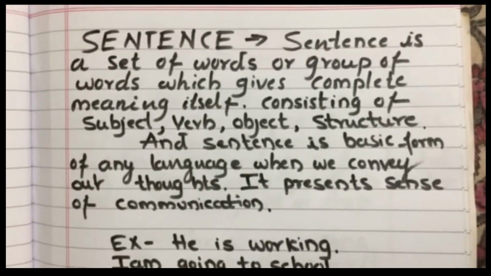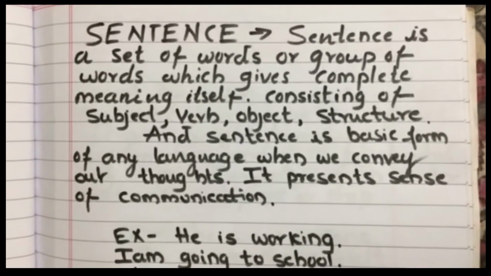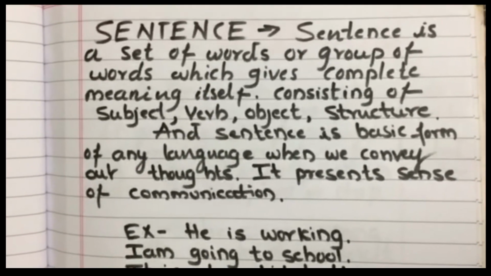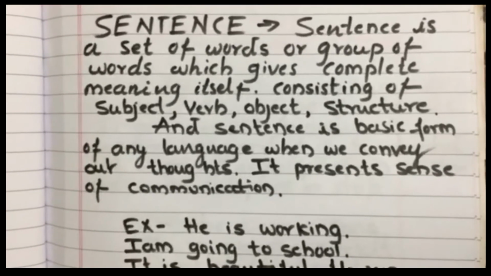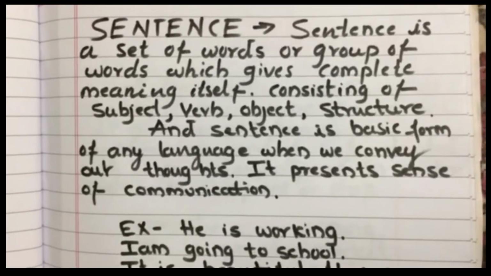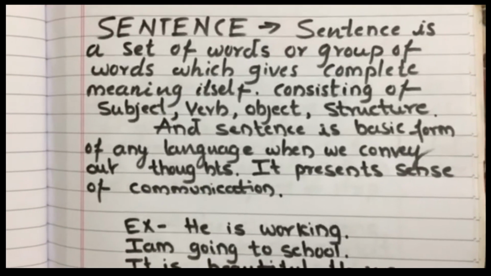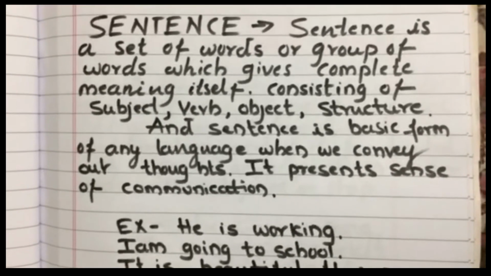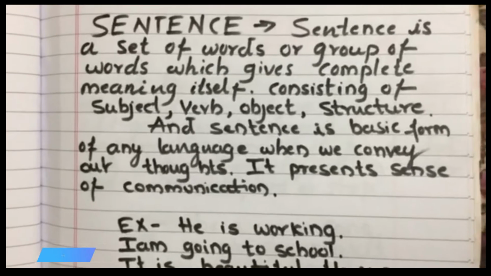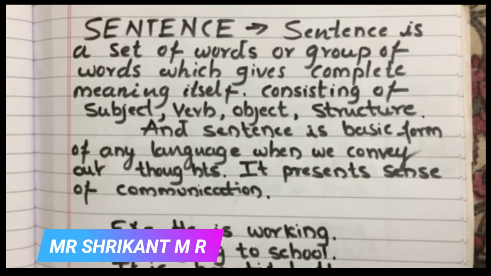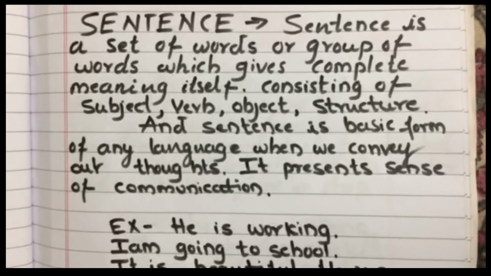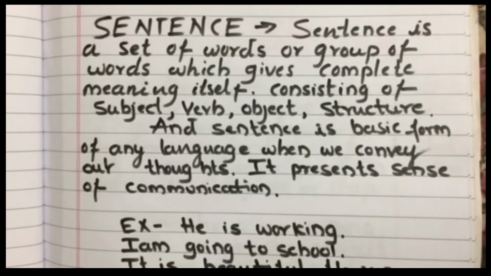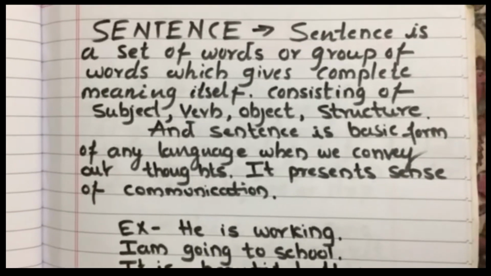Sentence is a set of words or group of words which gives complete meaning itself, consisting of subject, verb, object structure. We always say it as SVO formation. That means subject, verb, object. And sentence is the basic form of any language when we convey our thoughts. It presents the sense of communication.